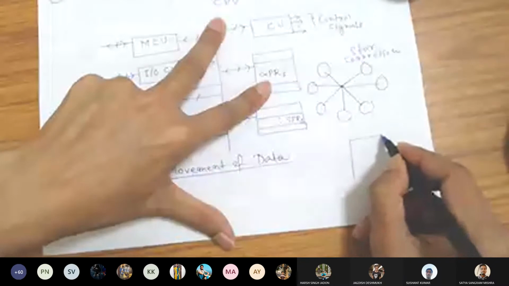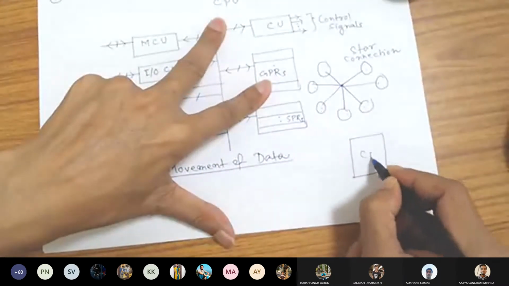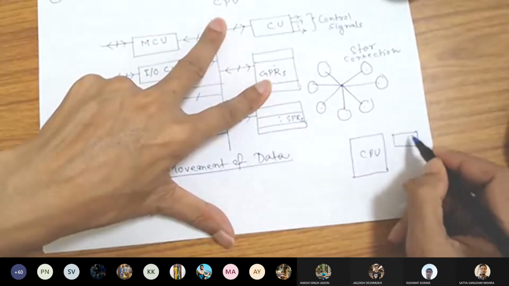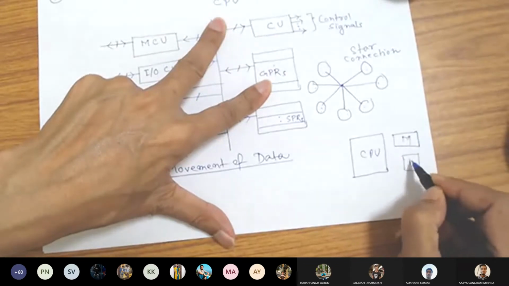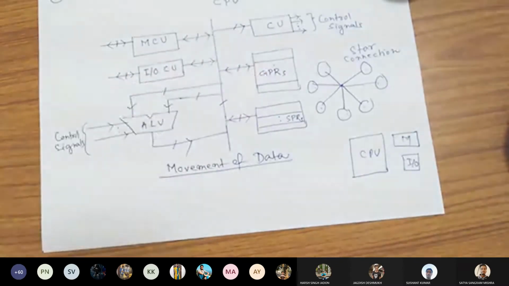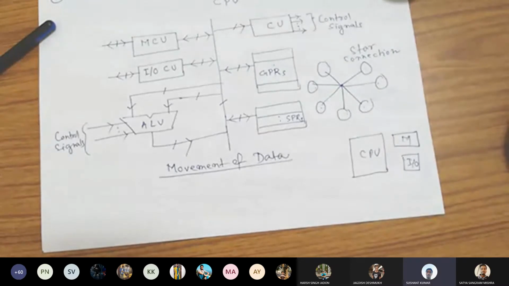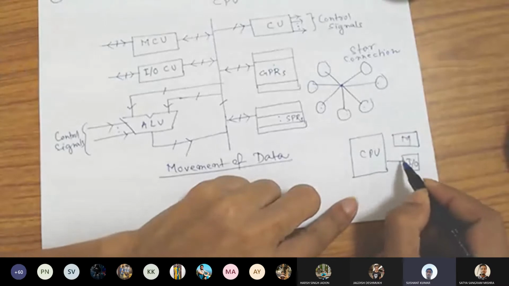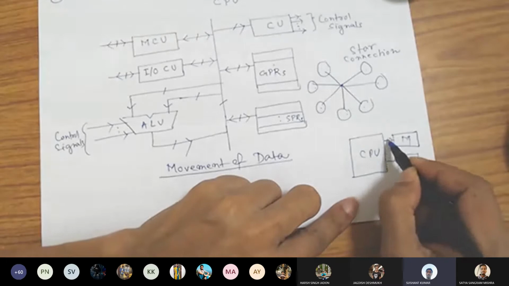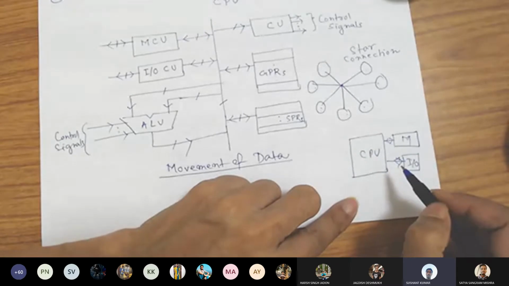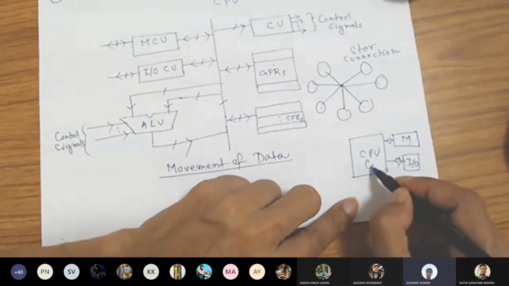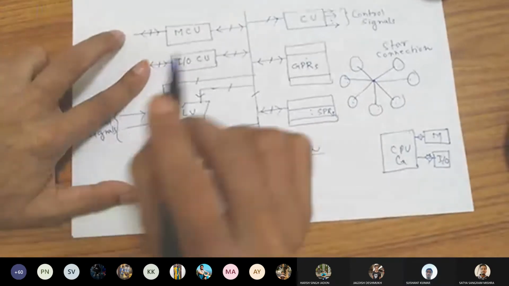See, this is a CPU. This is memory. This is I/O. Now you tell me, what type of data movement? IO to CPU, right. IO to CPU, and memory to CPU and CPU to memory, and within CPU. Absolutely right. So three.